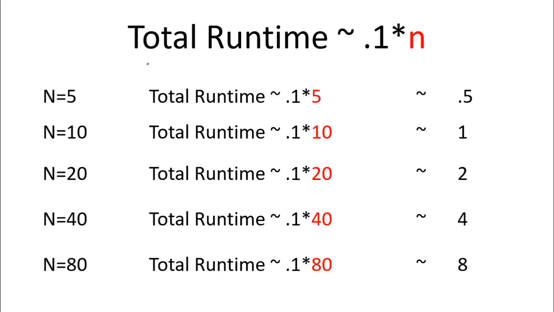And so let's look at that estimate and run through the same analysis again. At n equals 5, our total runtime is about 0.5. And then at n equals 10, our total runtime is about 1. And so here's where we're going to see the doubling that happens when we double n, when we make the assumption that setup time is not contributory and is negligible when n is very high.